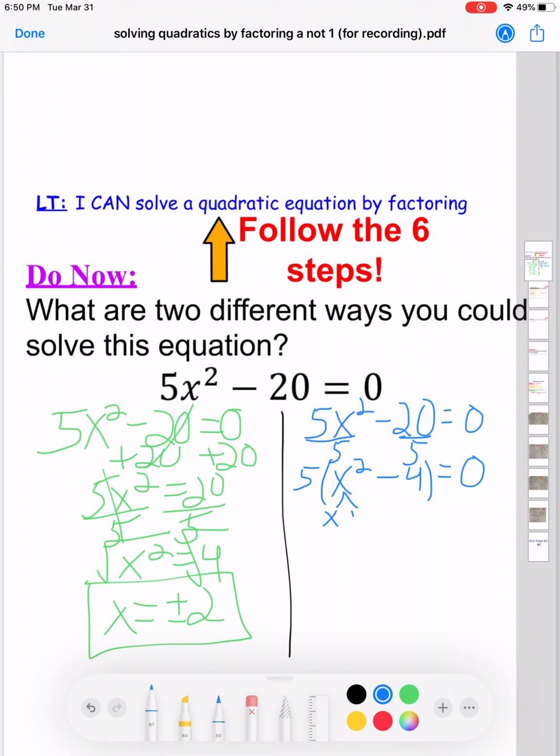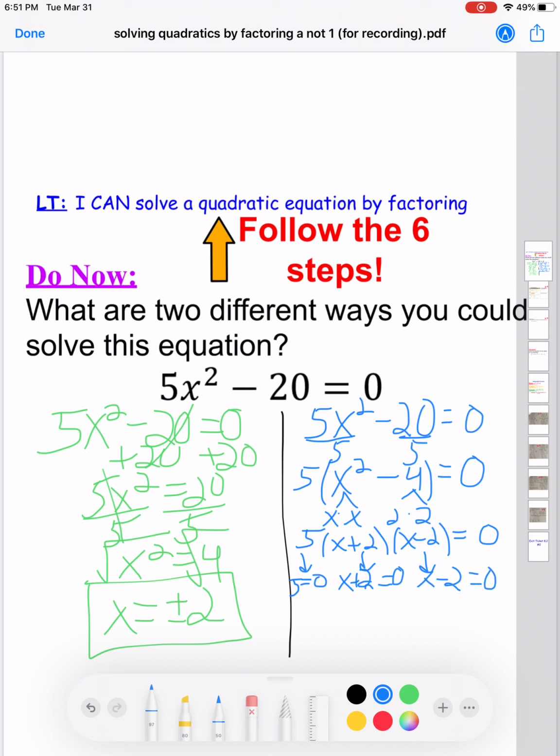I can break the x squared into x and x. I can break the 4 into 2 and 2. And then I set up my parentheses as x plus 2 and x minus 2. I'm going to bring down my 5, bring down my equal sign, and bring down my 0. Now, using the zero product property that we learned about in our last lesson, I'm going to set each piece of this equal to 0. So you'll notice I have 3 pieces now to set equal to 0. I'm going to set 5 equal to 0, x plus 2 equal to 0, and x minus 2 also equal to 0.